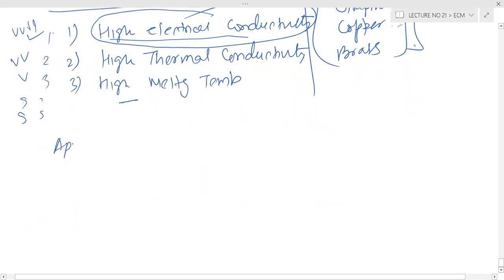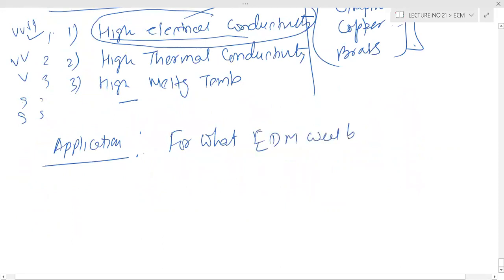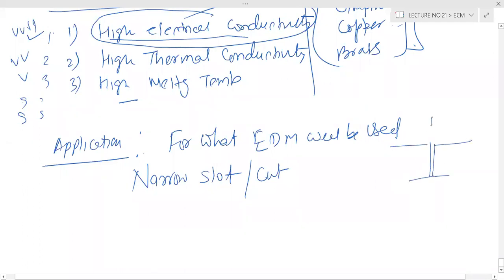Then applications: for what will EDM be used? First, narrow slot cutting. As I said in yesterday's example, you want to make a narrow slot. You use a pin type, very thin tool, and an electric spark will be generated, and this part will be melted.